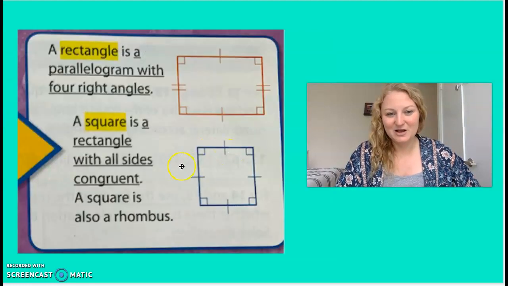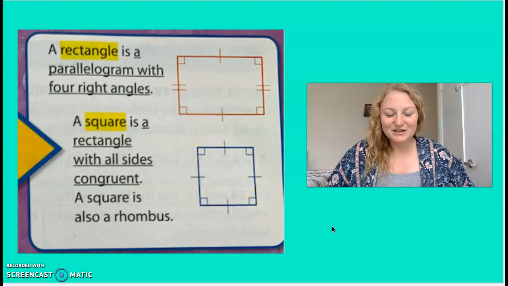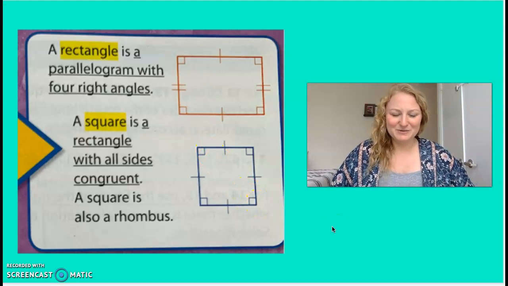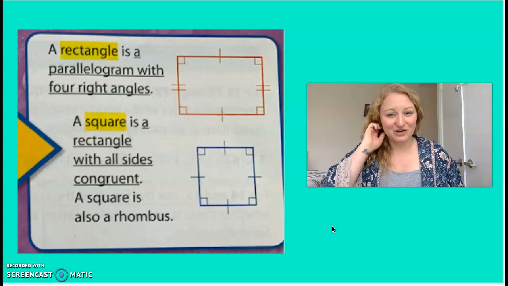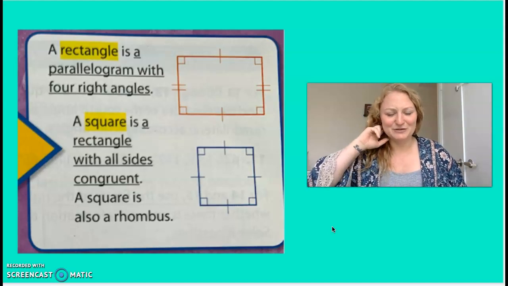Let's look at the square. All sides are congruent, and opposite angles are congruent. So you can see there's a lot of crossover between these shapes, and a lot of them belong in different families or different groups.